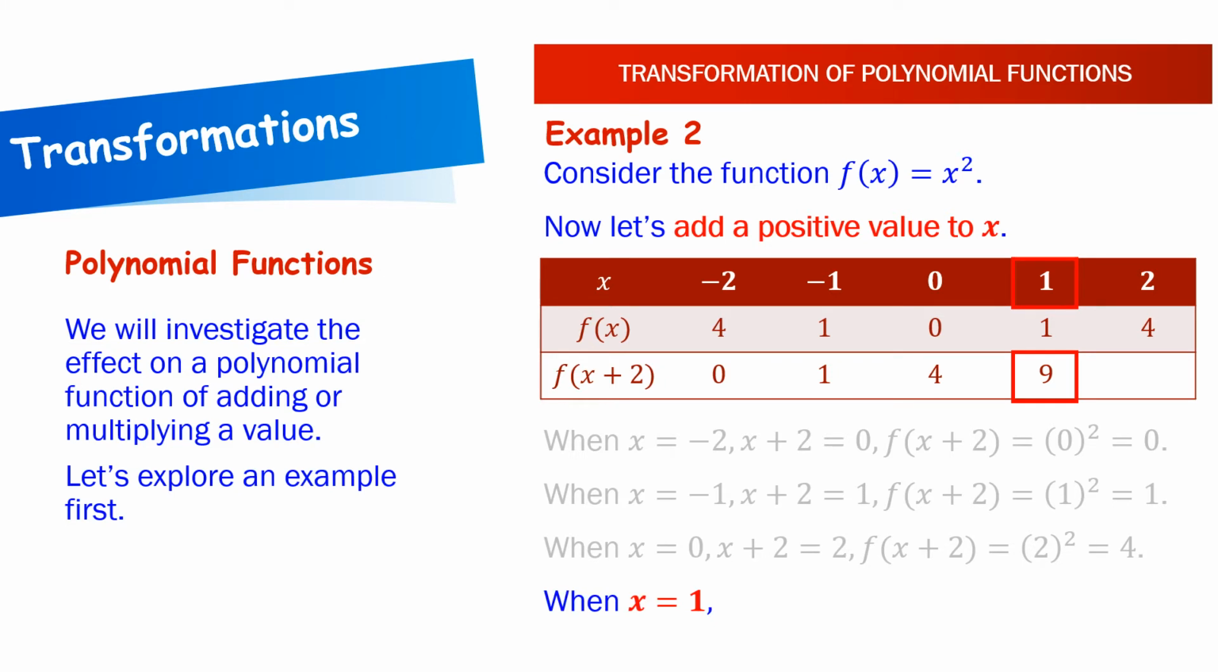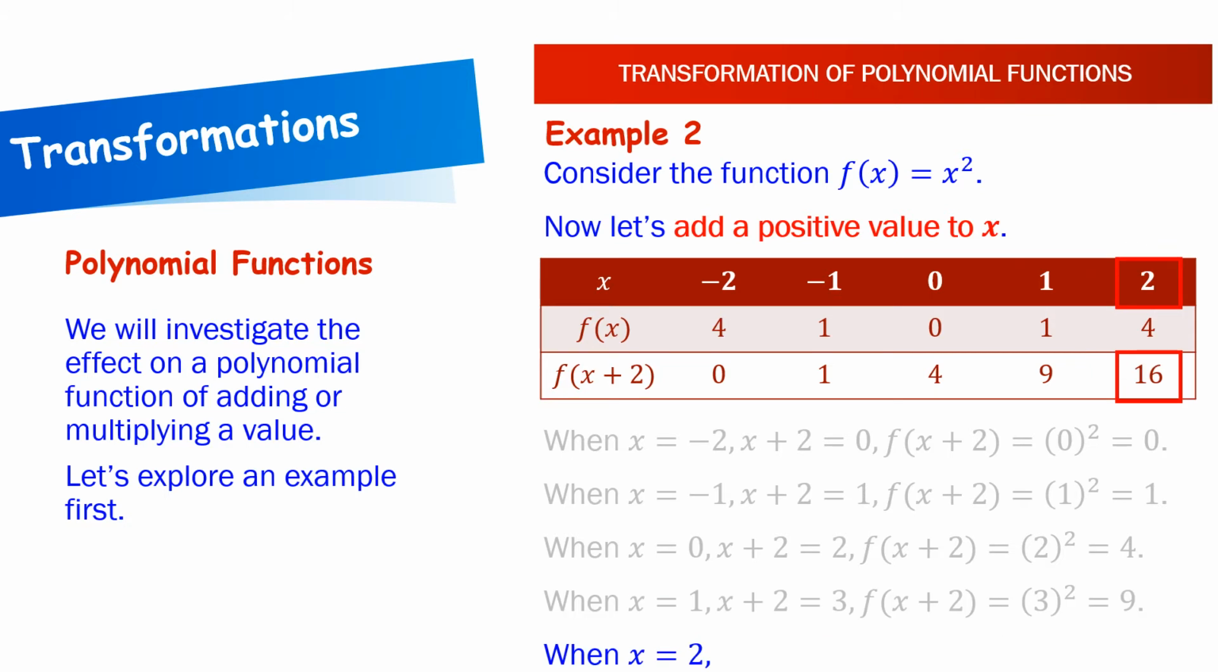When x is 1, f of x plus 2 is 1 plus 2 all squared, which is 9. And finally, when x is 2, f of x plus 2 is 2 plus 2 all squared, which is 4 squared, which comes to 16.